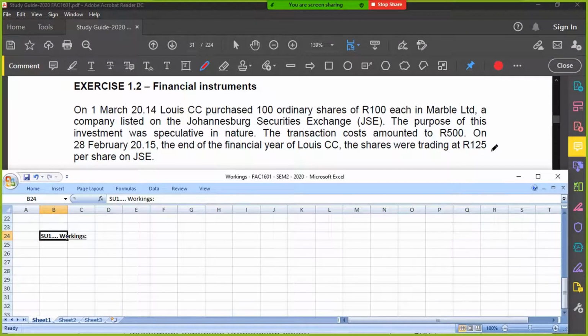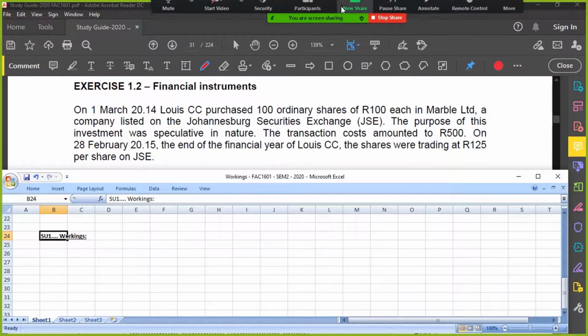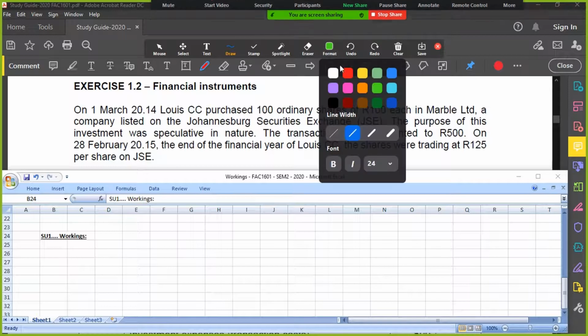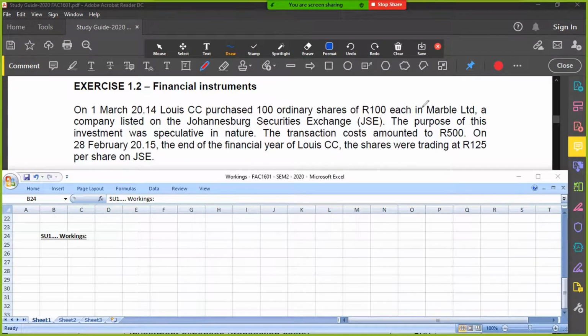Okay, so on 1 March 2014, Lewis CC purchased 100 ordinary shares of 100 Rand each in Marble Limited, a company listed on the Johannesburg Securities Exchange. The purpose of this investment was speculative in nature. The transaction cost amounted to 500 Rand. On 28th Feb 2015, the end of the financial year of Lewis CC, the shares were trading at 125 Rand per share on the JSE.